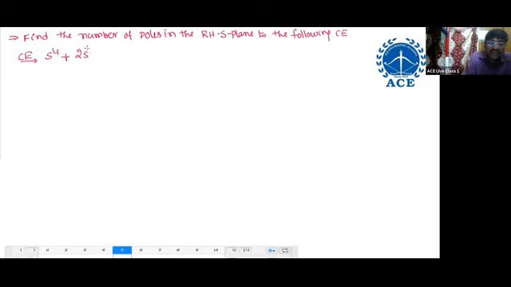Find the number of poles in the right of the S-plane for the following characteristic equation: S power 4 plus 2s cube plus 3s square plus 4s plus 5 equal to 0.